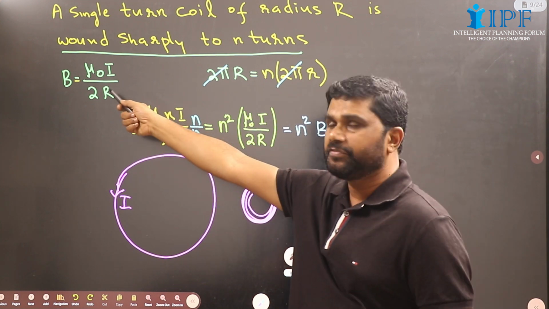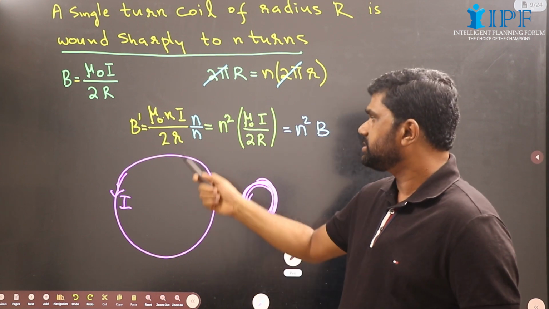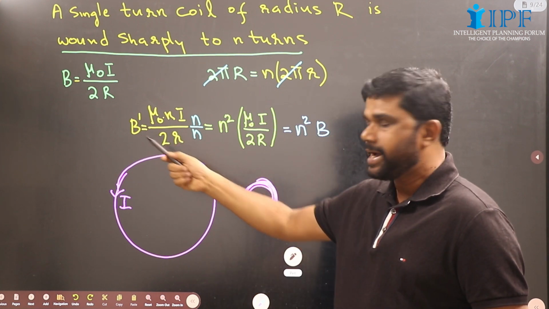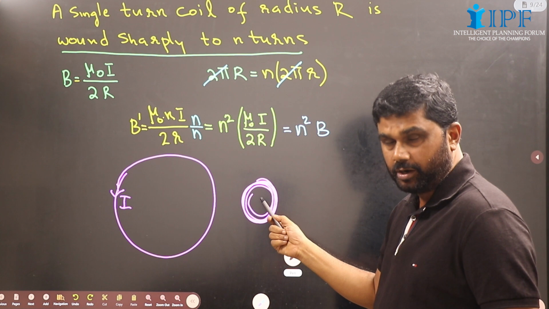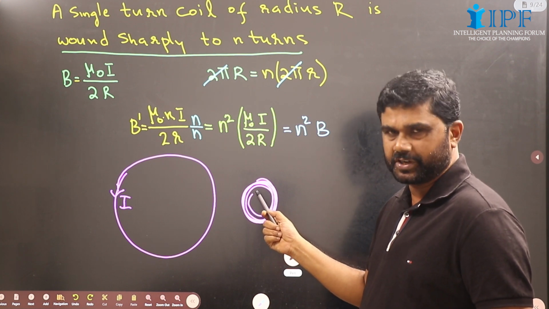This is the magnetic field at the center of the original single turn coil. And B dash is the magnetic field of this small coil with a smaller radius and more number of turns.